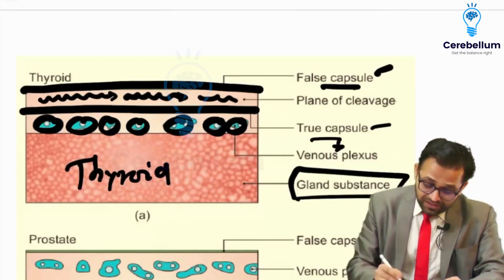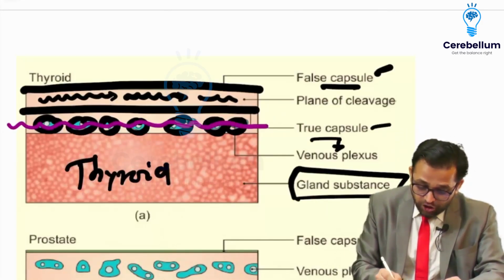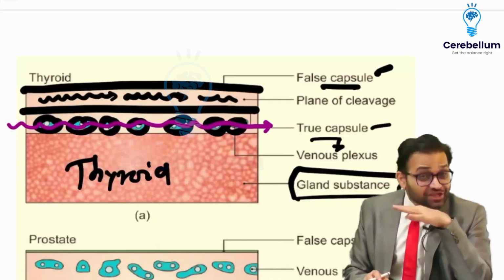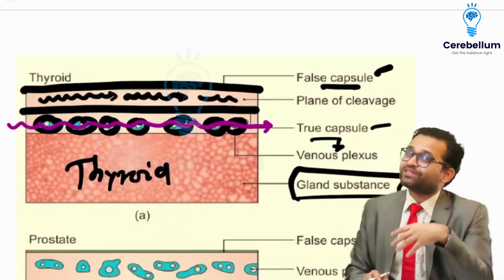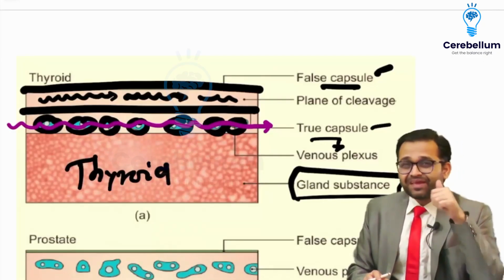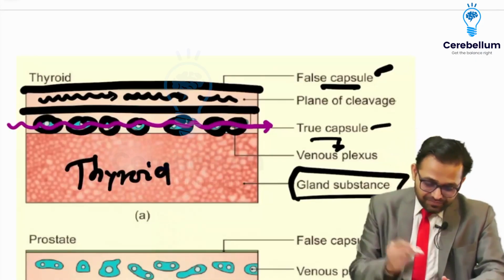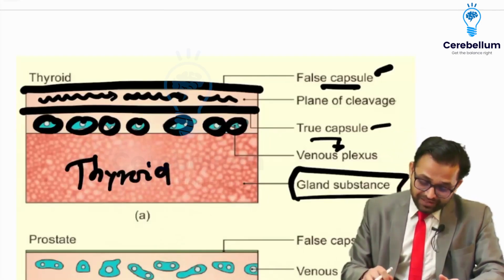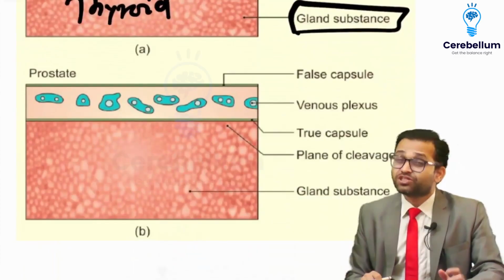But if you cut into the thyroid gland here, all the venous plexus will celebrate happy birthday. Yes, they will get injured, there will be bleeding, and there will be shock, and there will be death. Getting the point, everyone? Fine. Now, what you have to remember? You have to remember that in our prostate gland, it is just opposite.